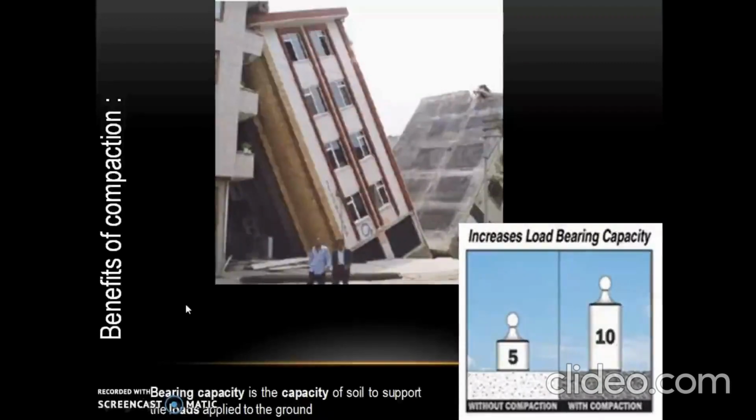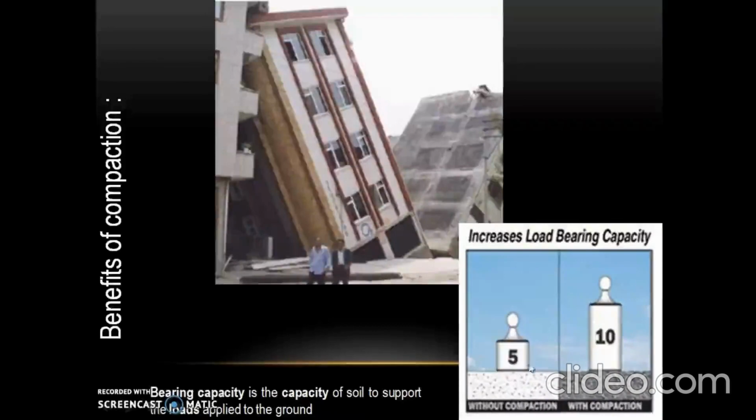Now we will find out what are the benefits of compaction. Compaction increases load bearing capacity of the soil. What do we mean by load bearing capacity? It is the capacity of soil to support loads applied to the ground. If the load bearing capacity of the soil is more than the load which is being applied on it, then the structure will be safe.